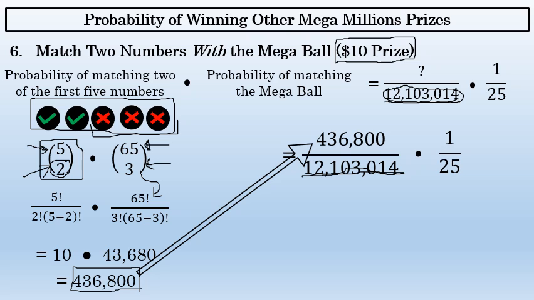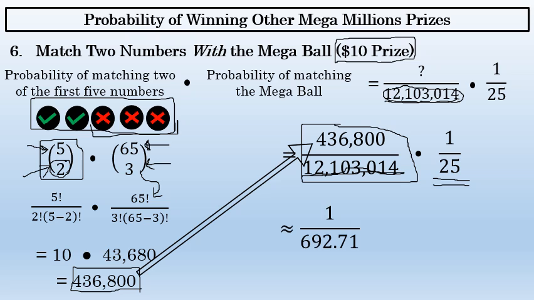When multiplying this by this is the probability of matching. This is the probability of matching 2 of the first 5 numbers. The probability of matching the mega ball is 1 in 25. Multiplying those probabilities gives you the exact probability of matching 2 numbers with the mega ball, which is, rounded off to 2 decimal places, 1 in 692.71. As a percent, 0.144% is your percent chance of matching two numbers with the mega ball and winning $10.